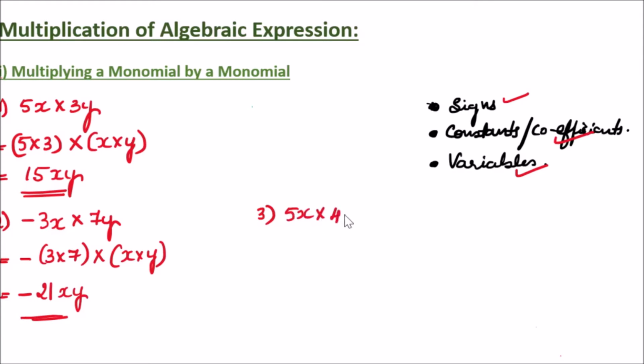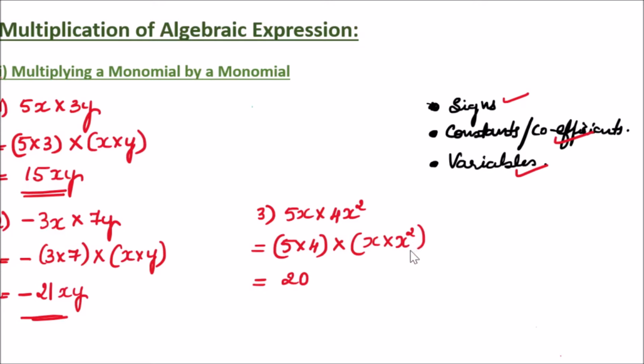Now a similar kind, with like terms. 5x into 4x square: 5x and 4x square are two monomials. How will you multiply it? First the signs: both are positive, no need to worry. Now I'll group the constants, 5 into 4. Then x, both are like terms, so x into x square will be grouped in one bracket. 5 4s are 20, multiplied by x into x square.